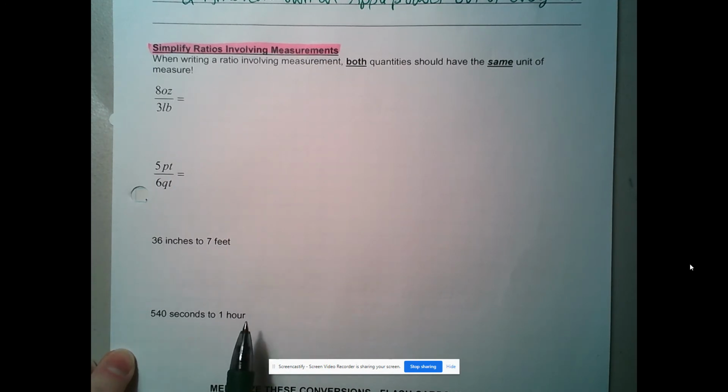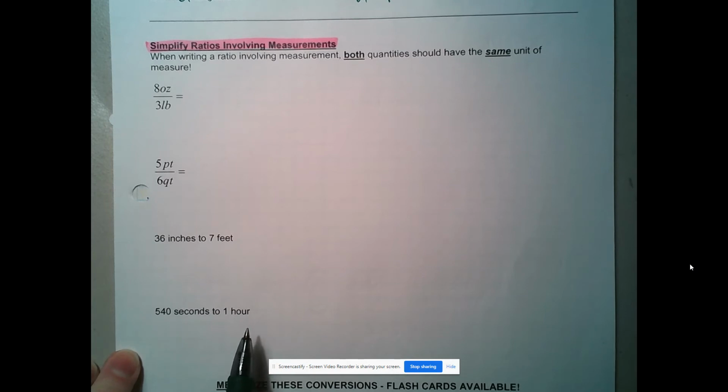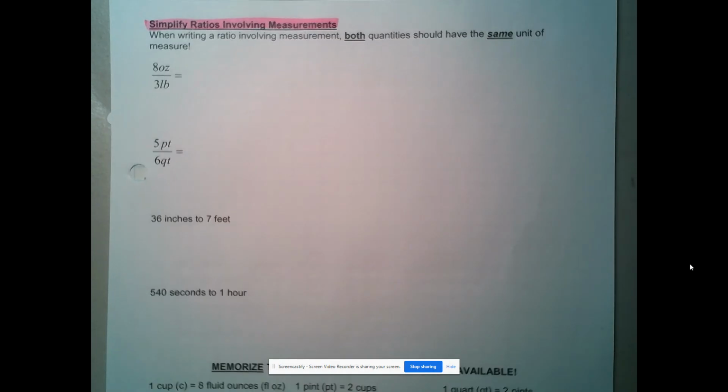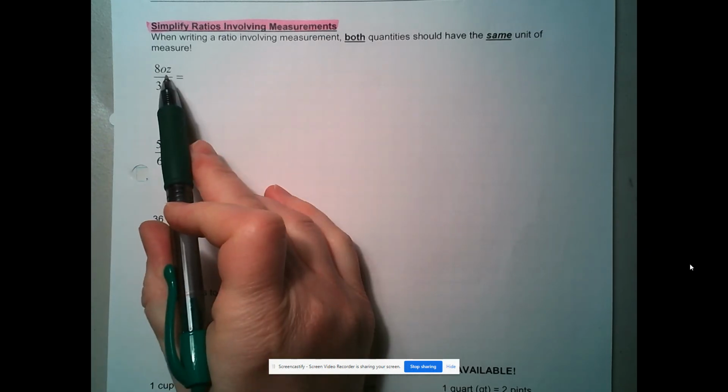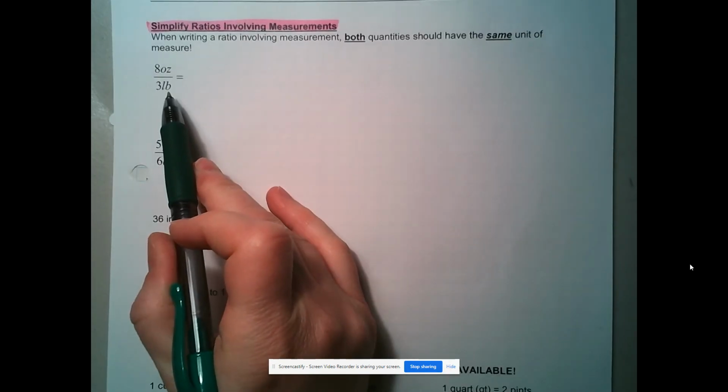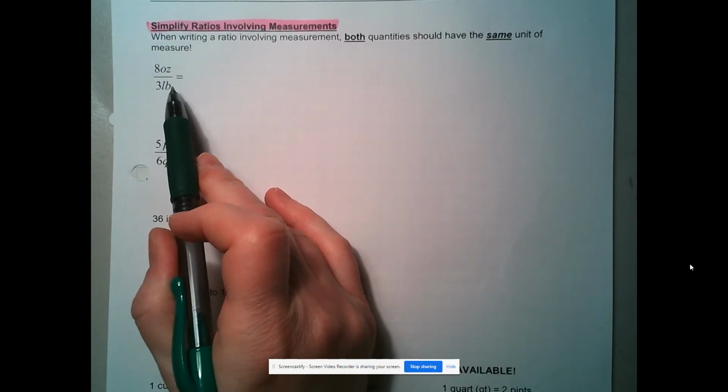The measurement questions are set up and done completely different from the first set. So you kind of need to do a mind shift here. If you are doing a problem that has to do with measurements, new type of solution. When writing a ratio involving measurement, both quantities should have the same unit of measure. So we can't just compare 8 ounces to 3 pounds. We need to compare them with the same units. One is in ounces, one is in pounds.